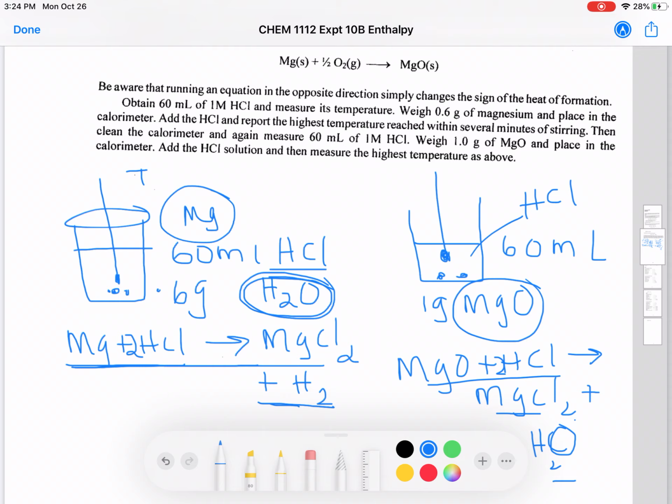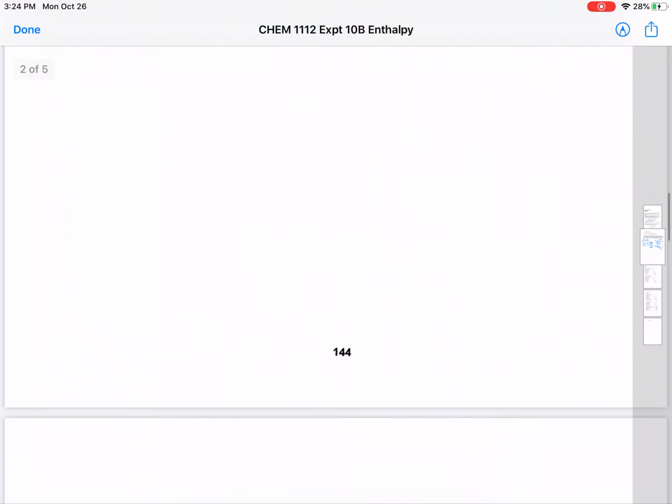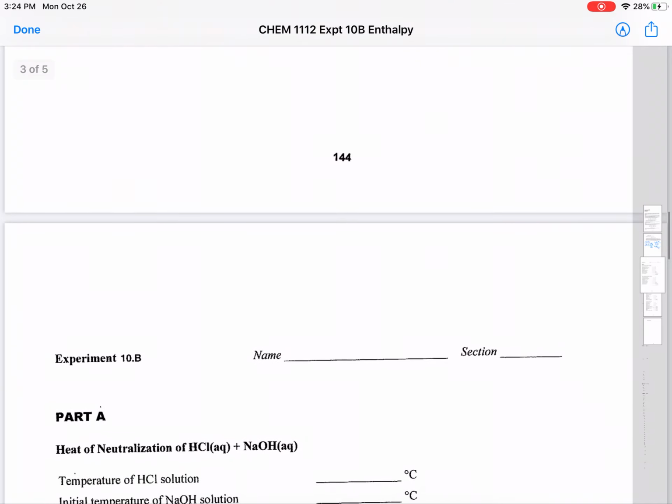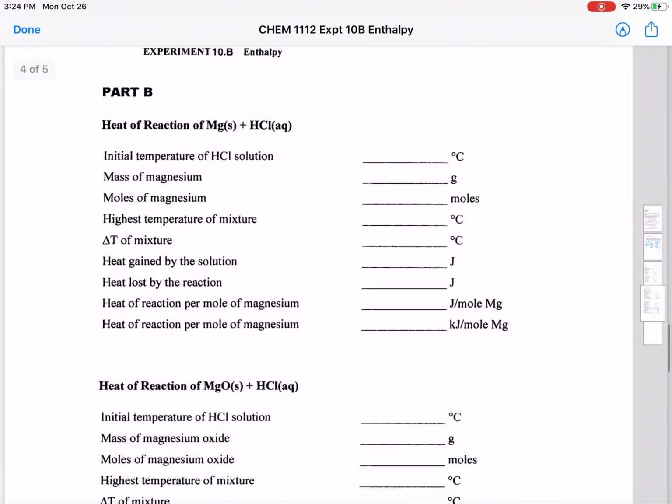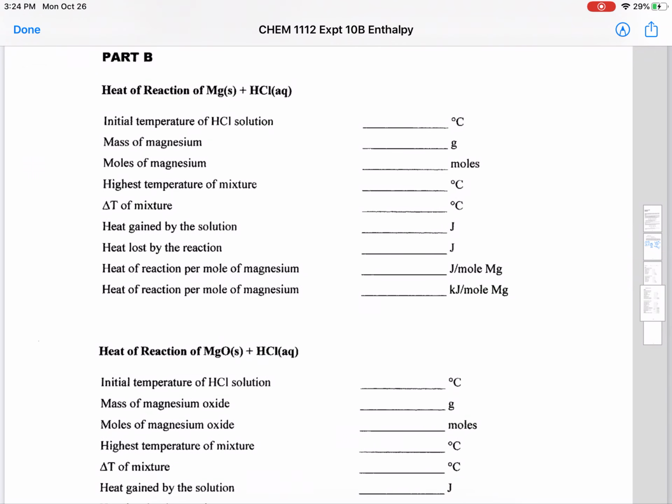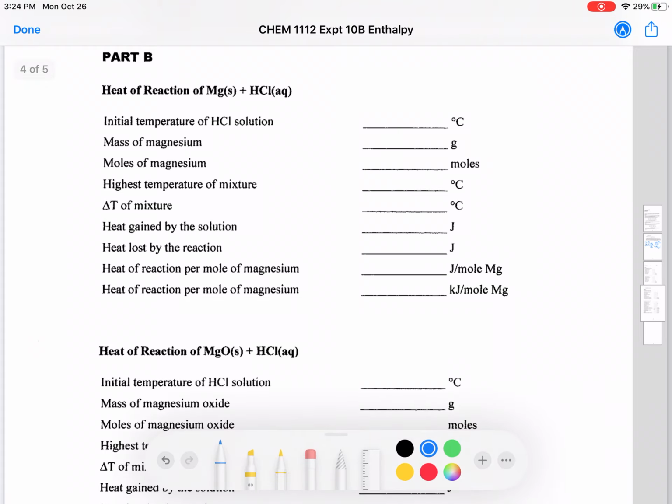Okay, so those are the two readings that you're going to get, and in your data sheet you will be given that data. You will see in your other sheet, and this is for part A, we're not going to worry about that. Part B: the initial temperature of the HCl solution, meaning before you add the hydrochloric acid to your magnesium, was given to you as 22.2 Celsius in your data sheet. And the mass of the magnesium, you needed to take 0.6, but 0.609 to be exact.